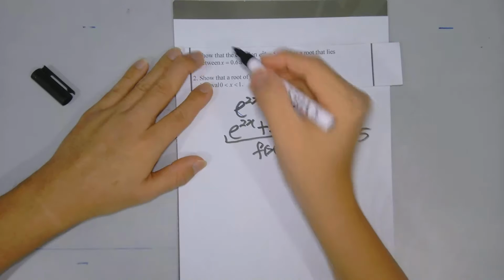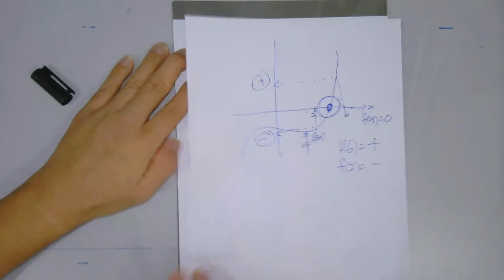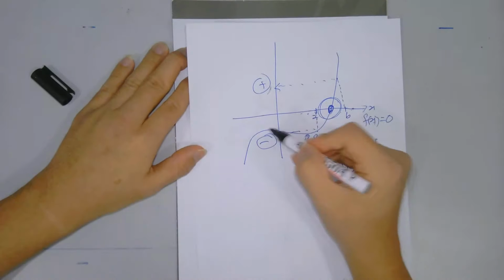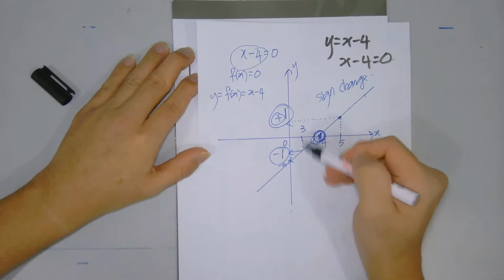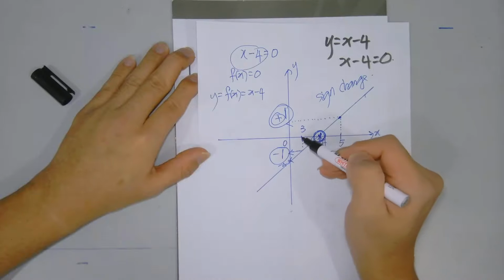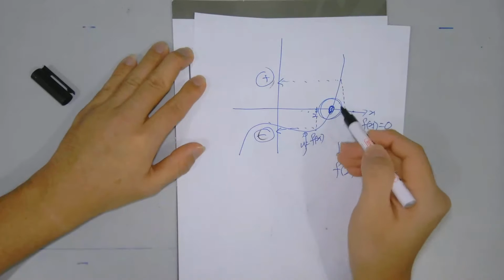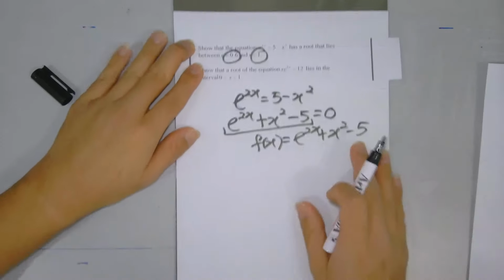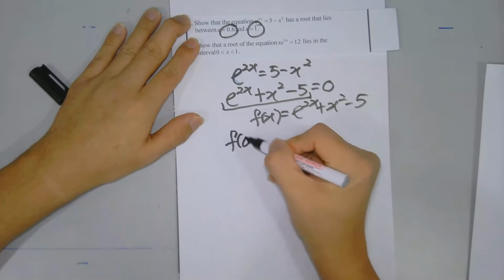So if there is a root between 0.6 and 1, as I explained just now, if there is a root, the sign will change between these two values. If the root is between these two values, the sign will change, from negative to positive or positive to negative, right? So okay, now I'm going to substitute the value of 0.6.